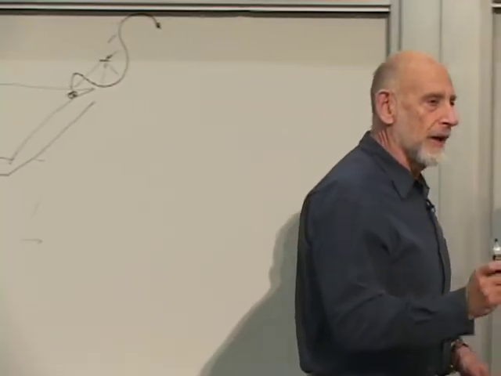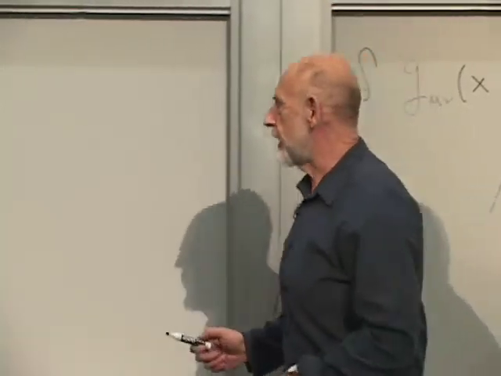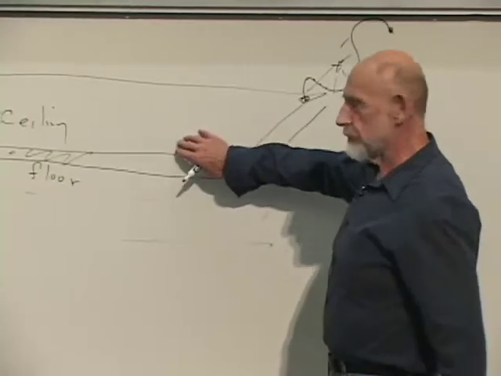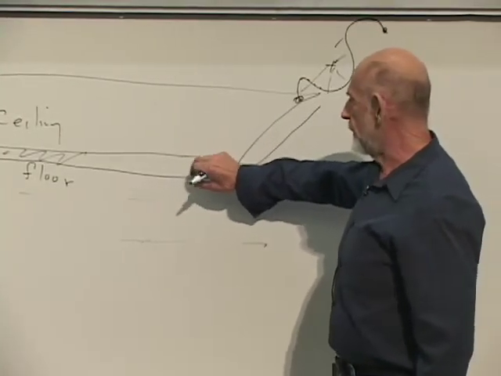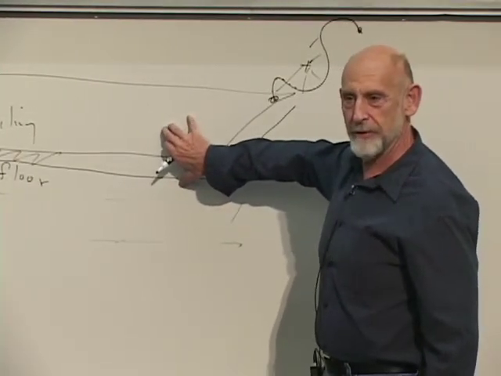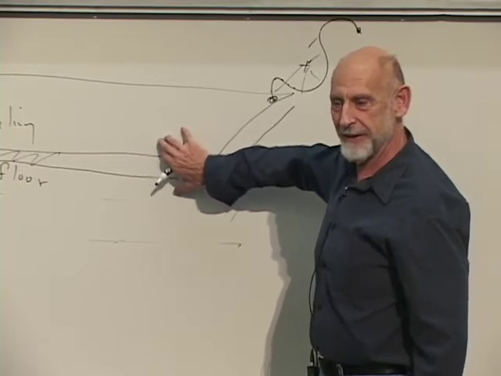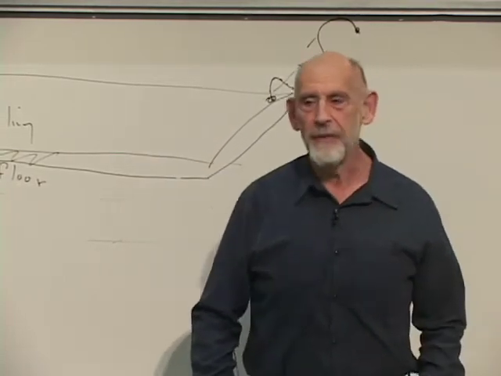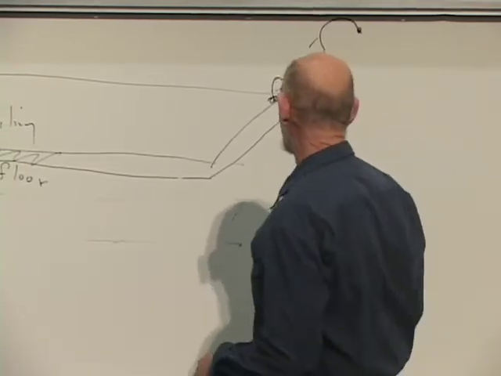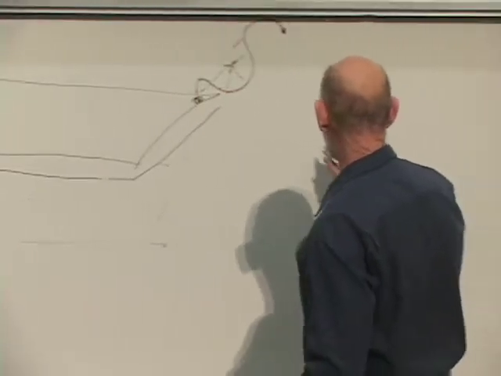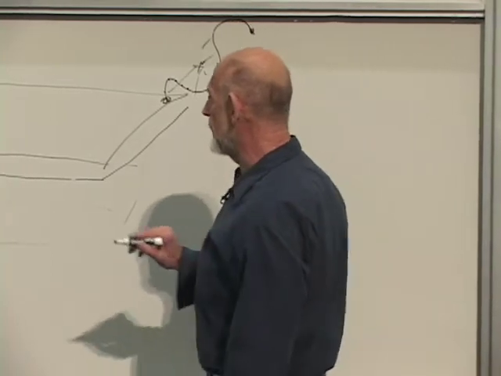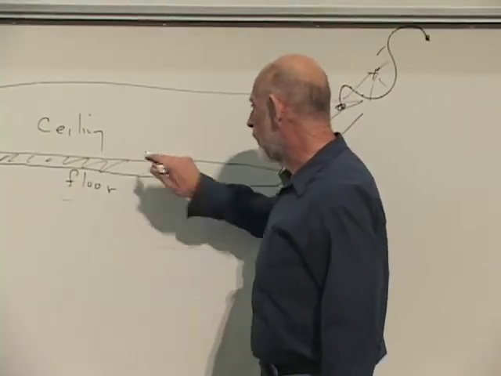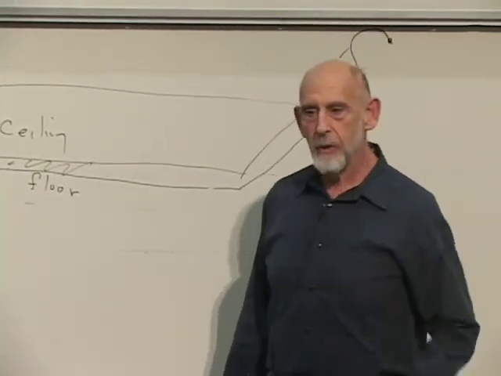Okay, now we're going to do something else. Having edges like this makes trouble for strings. The strings start to fluctuate, and eventually they fluctuate out and get bigger than the distance between the floor and the ceiling. But we're going to do the same thing we do when, well, what we're going to do is identify the floor with the ceiling.